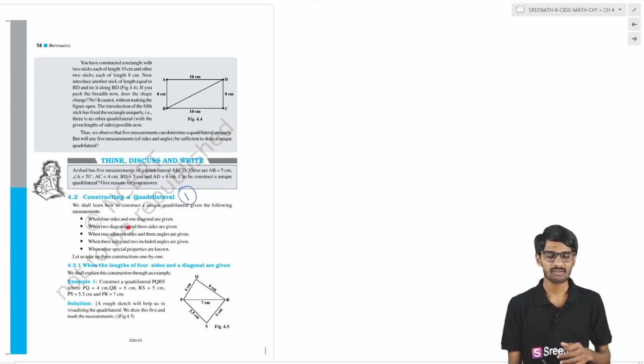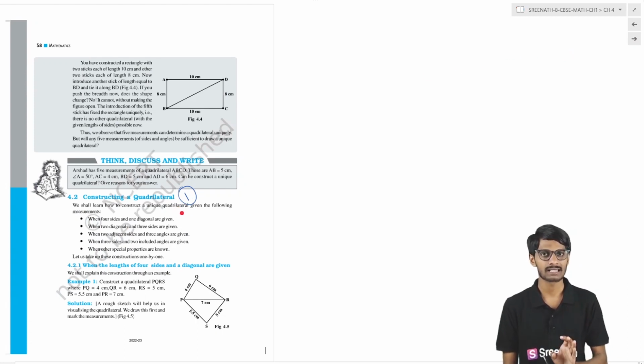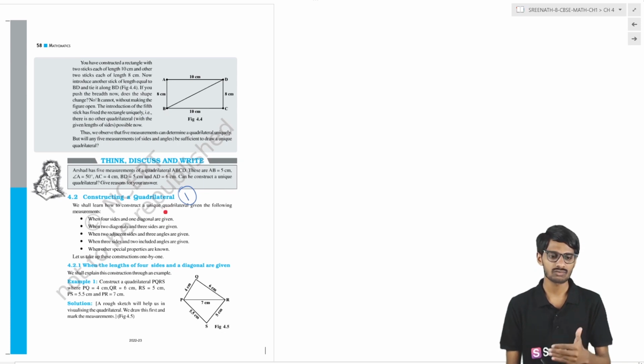Our first topic is constructing a quadrilateral. We have to know what a quadrilateral is and how many types of quadrilaterals there are, and how to construct one. Basically we are going to construct a quadrilateral when four sides and one diagonal are given. That is the one you are going to learn.